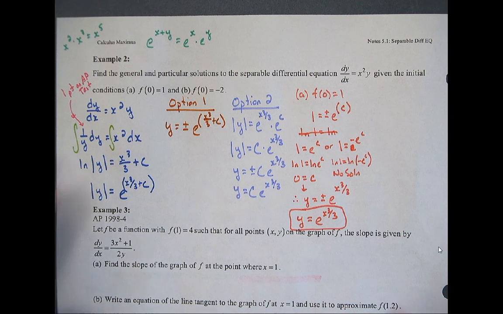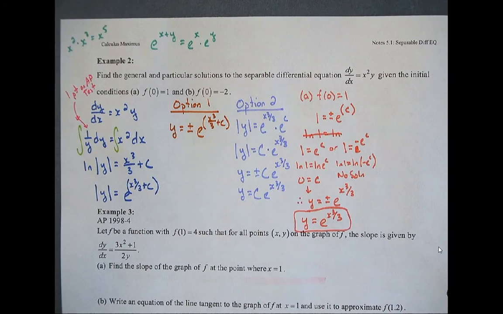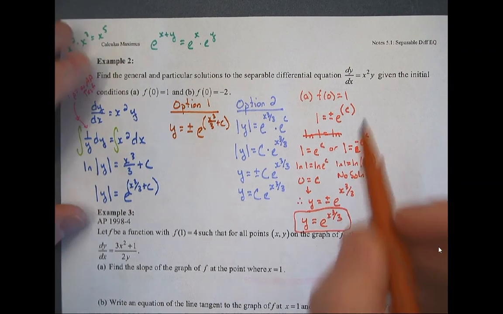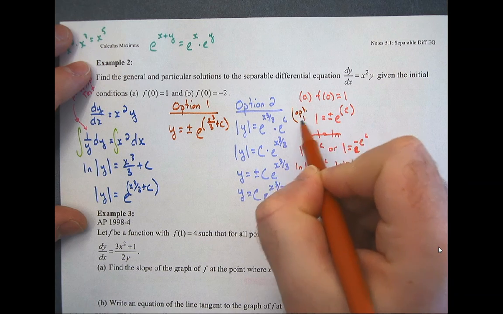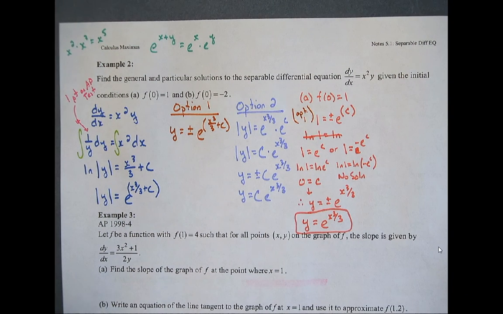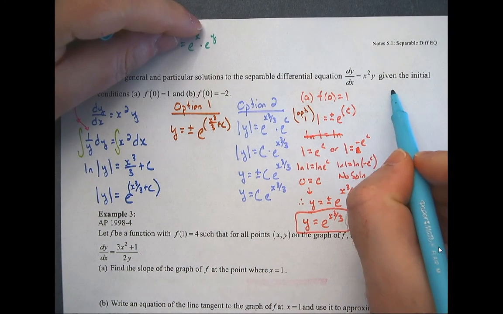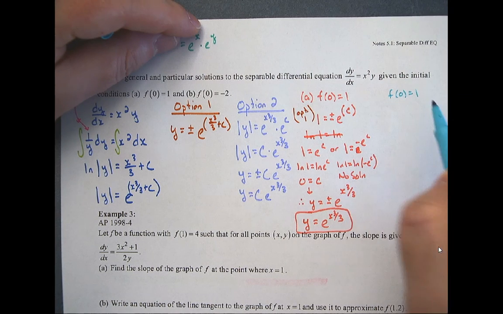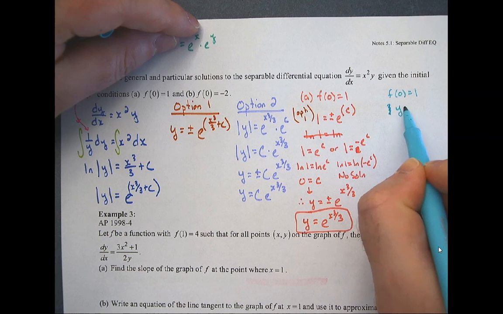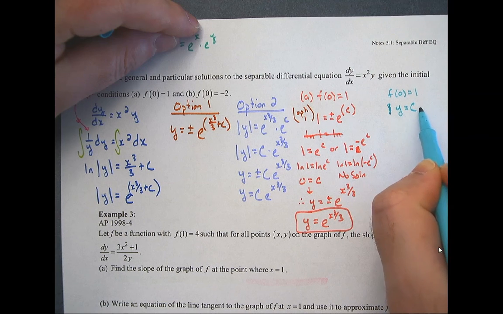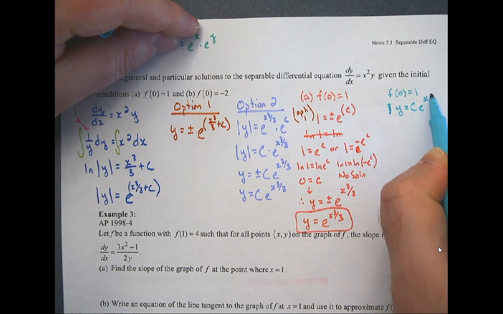Let's try to do this now using option 2. I'm going to leave a little note next to this problem. This was option 1. Now let's try this again, but do it with option 2. So f of 0 equals 1. My equation is, absolute, my bad, my equation is y equals big C e to the x cubed over 3.